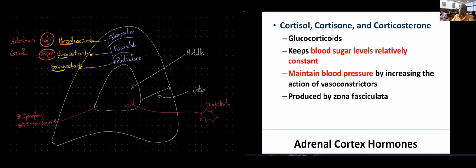So what are the three main functions here for the cortisol? Again, looking at cortisol and his brothers, cortisone, corticosterone. They increase the blood pressure, they increase the blood sugar level, and they reduce the immunity. And this explains why, in case of stress, a person might get an infection.